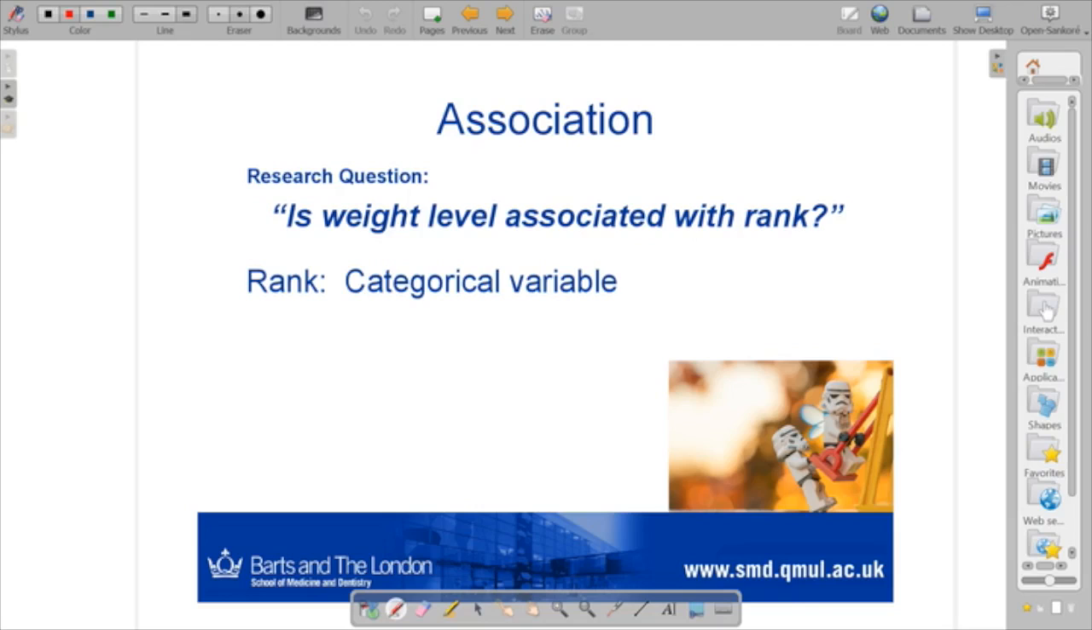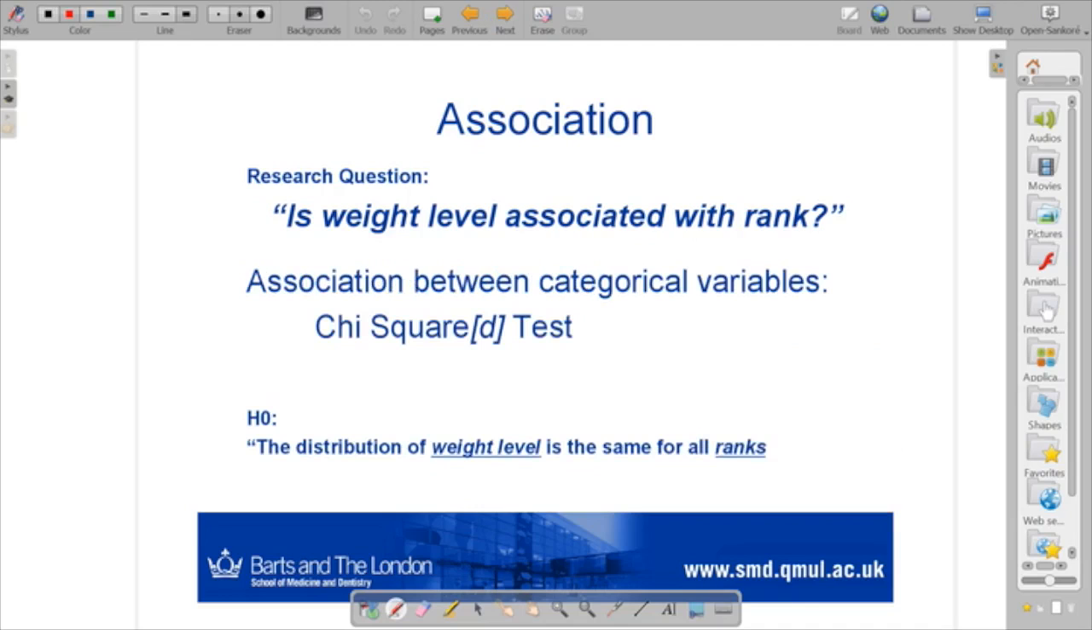Now, rank is automatically a categorical variable. In the simplest case, it's a nominal variable. So although it's implicitly ordered, we don't have to treat it as such. We can ignore the ordering when we're looking at a comparison of association. And when we're trying to associate two categories like this, we use the chi-square test.